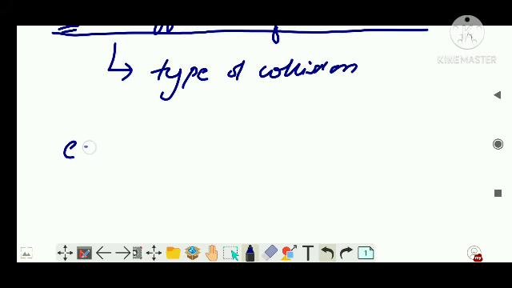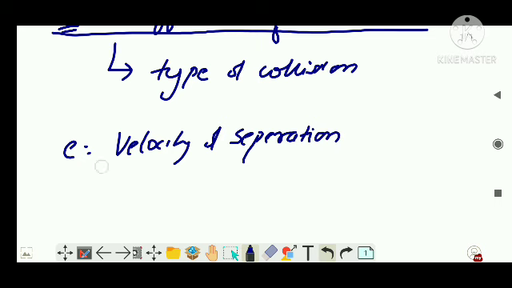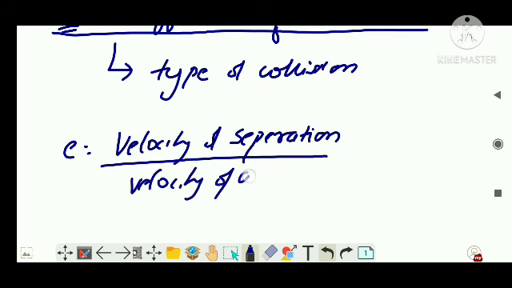And its actual expression is velocity of separation by velocity of approach. You just write it down, guys, because you need not go into this section in detail. You just require the basic equations which can be generated, and by looking at e, how you can say what type of collision it is. No need to go deep, just memorize: e, the coefficient of restitution, is equal to velocity of separation by velocity of approach.